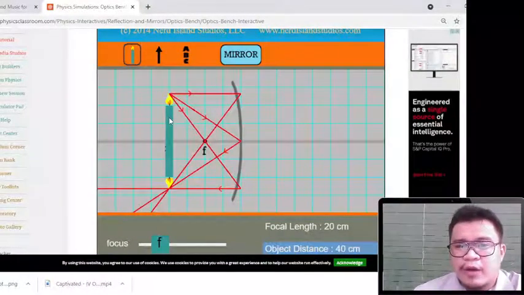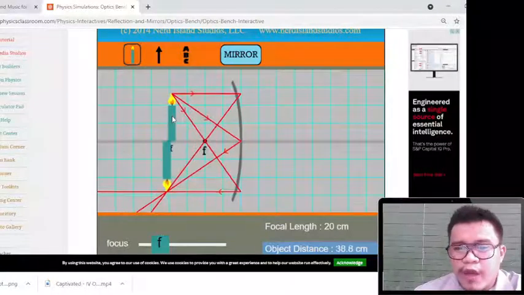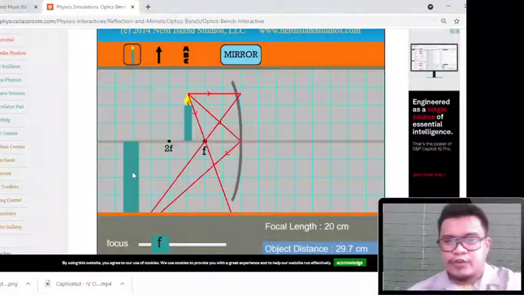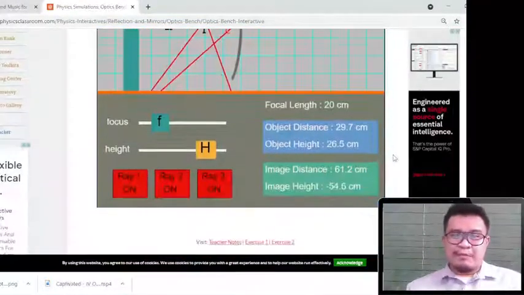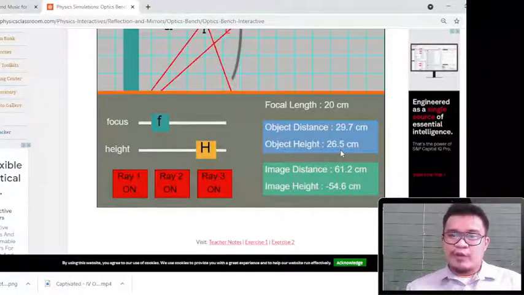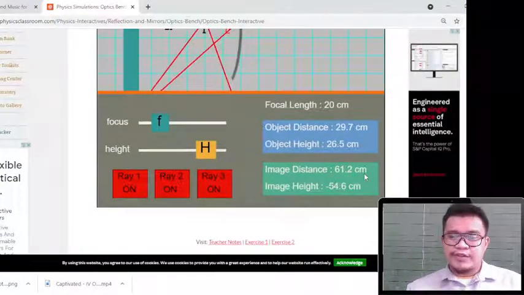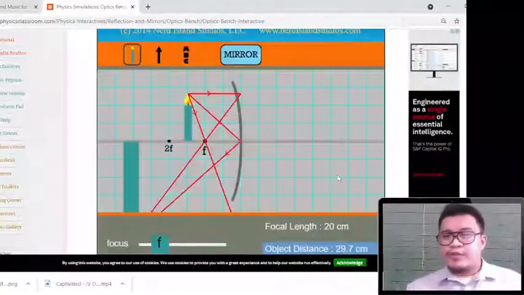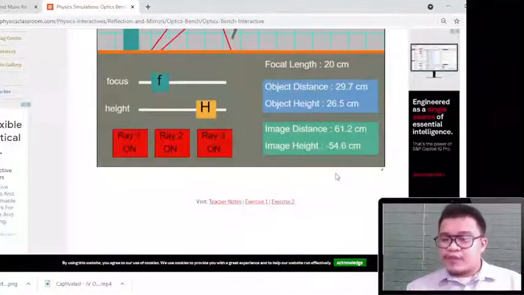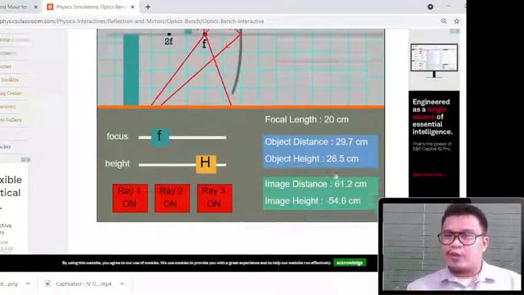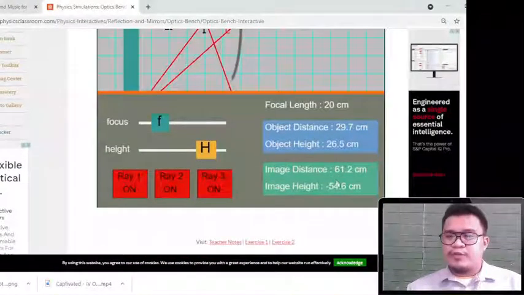Now let's drag the object so that it will be between the 2F and F of your mirror. As you can see, the image gets enormously bigger than the object. The height of the object here is just 26.5, but the image height is now negative 54.6 centimeters. Again, don't be confused by the negative sign. The negative sign just indicates that the orientation of the image is inverted, or different from that of the object.